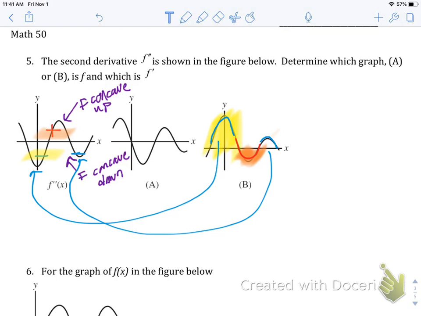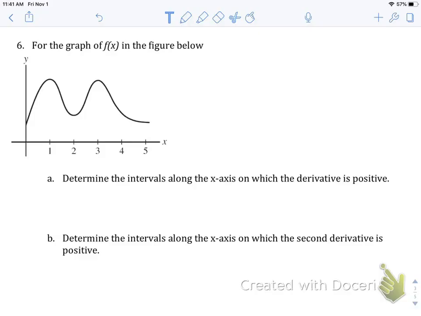So I showed them over here. I matched them up with the negative signs in the concave down regions. I did it with some highlight in blue as well. And then I moved on.